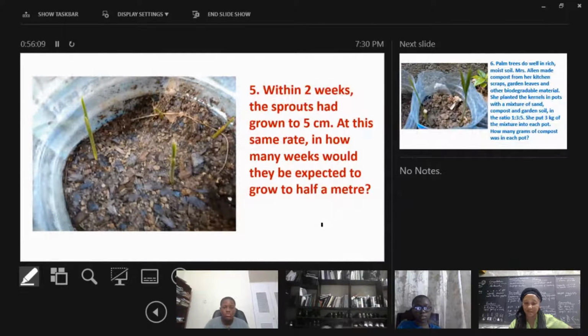Amari, question 5. Sorry, Antoine, question 5. Okay, Miss. Question 5. Within 2 weeks, the sprouts had grown to 5 centimeters. At this same rate, in how many weeks would they be expected to grow half a meter? Question 5. Within 2 weeks, the sprouts had grown to 5 centimeters. At this same rate, in how many weeks would they be expected to get to half a meter?